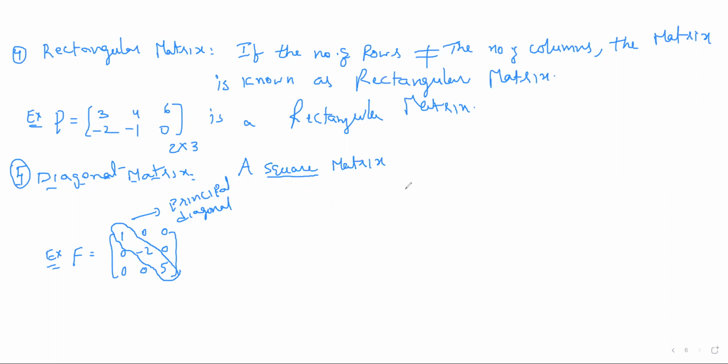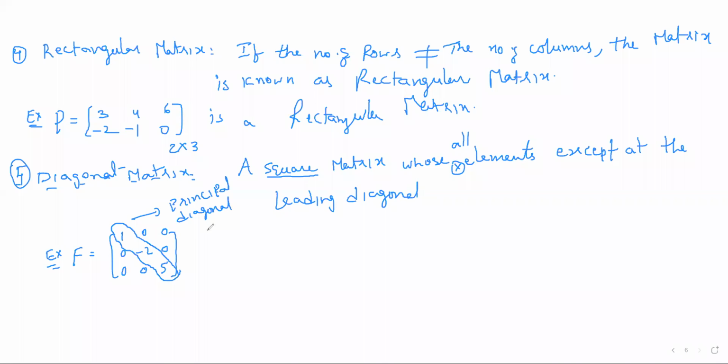A square matrix whose elements, except those at the leading diagonal or principal diagonal, are zeros is known as a diagonal matrix. Example is this one. Here capital F is a diagonal matrix.